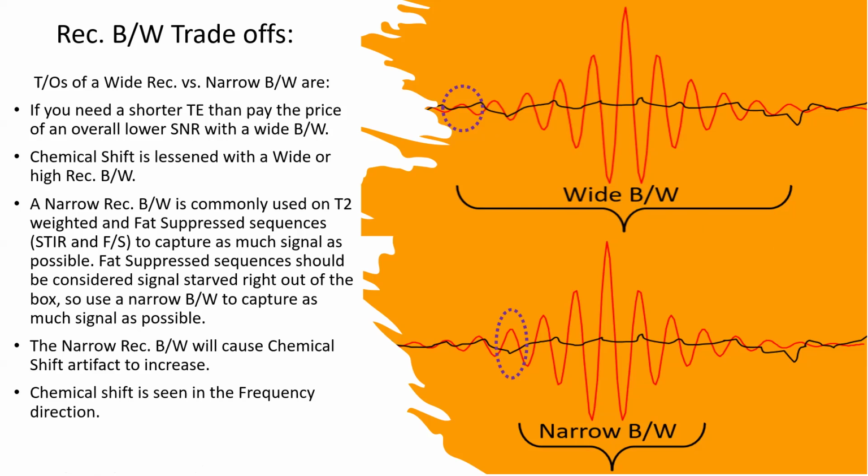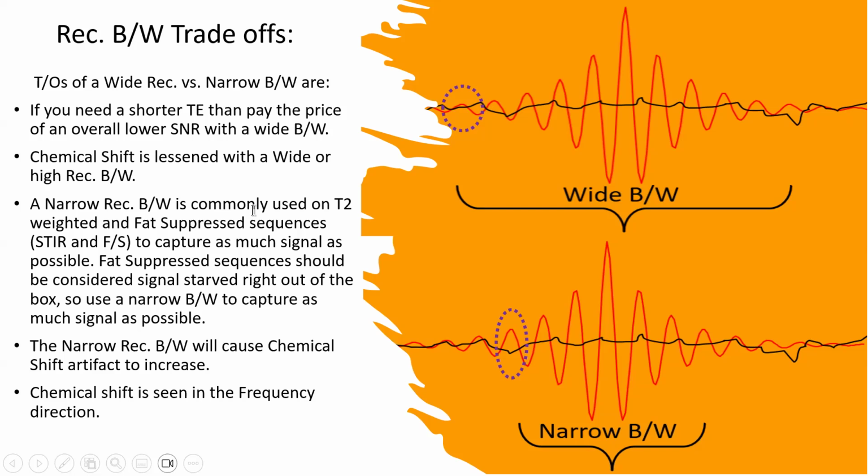Does that make sense? The opposite is on your T2s, your STIRs, your fat sats, things that are signal starved. You will typically see a narrow bandwidth. The narrow bandwidth is going to bump up your signal to noise because you're losing signal from the fat. Fat is a major contributor to overall signal to noise. So if you're doing fat sat or STIR, your signal to noise is in the toilet anyway. I need a narrow bandwidth to maximize the little signal to noise that I'm going to get. Does that make sense?